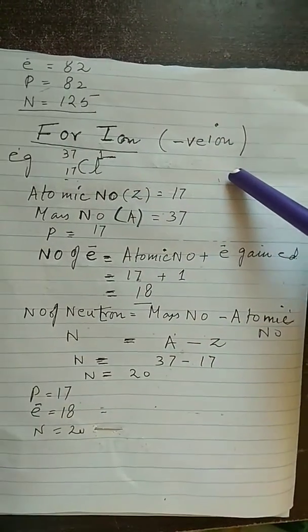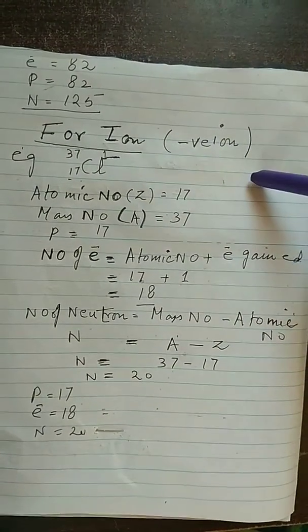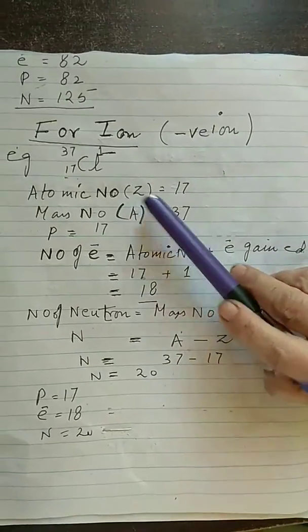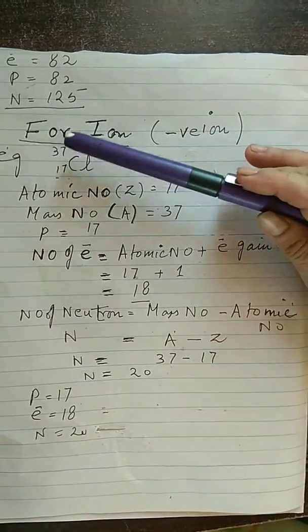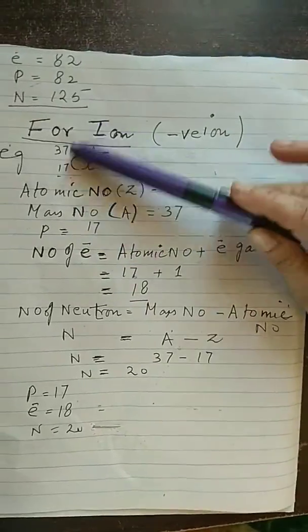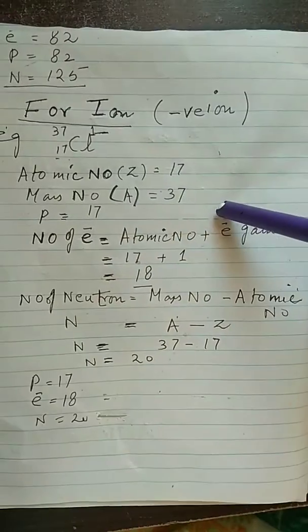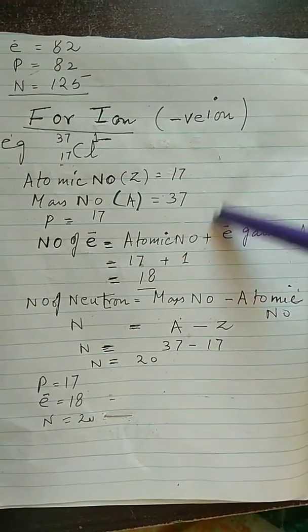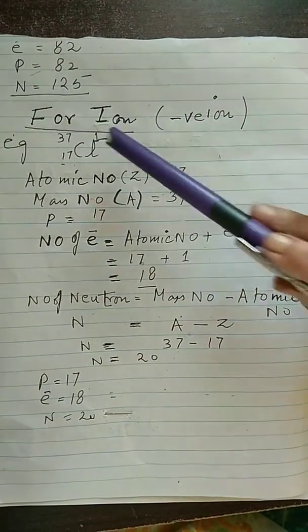Now for an ion, how would you find the electrons, protons and neutrons? Suppose the ion is a negative ion, that is, the ion has a negative charge. For example, chlorine. Atomic number is 17, mass number is 37, and the charge is minus 1, that is, it has a negative charge. Z is equal to 17, A is equal to 37. Now, because there is no change in the protons, P is equal to 17. Now it's a negative ion.